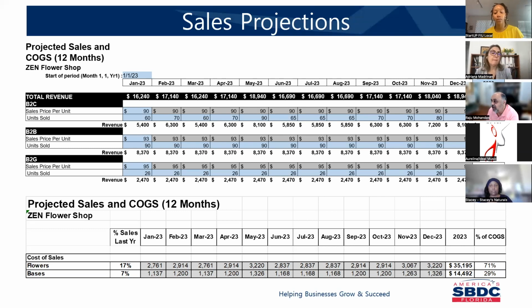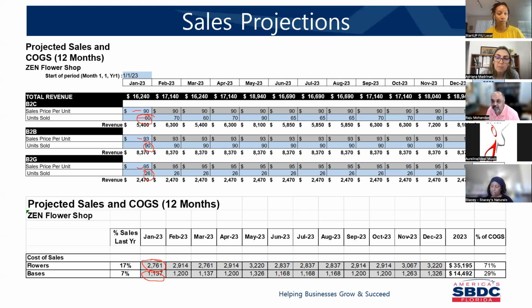You need to make sure that these numbers are correct. Okay, these numbers are true. The pricing may change, obviously, because you may give discounts, you may give incentives. But you need to make sure that the units and your costs are correct. Okay, because we tell you where you're going to break even.